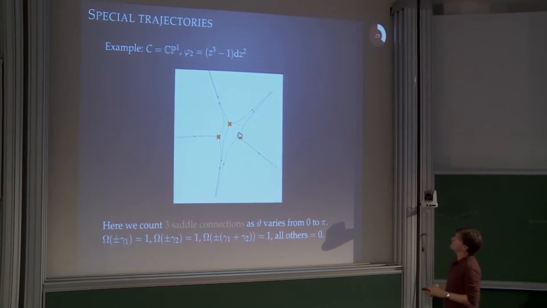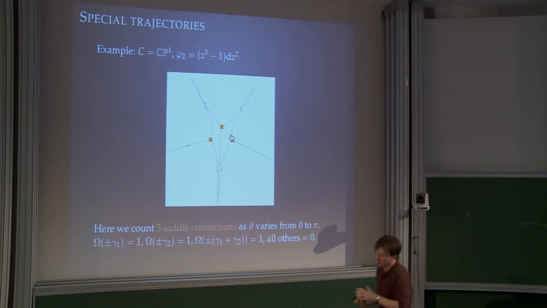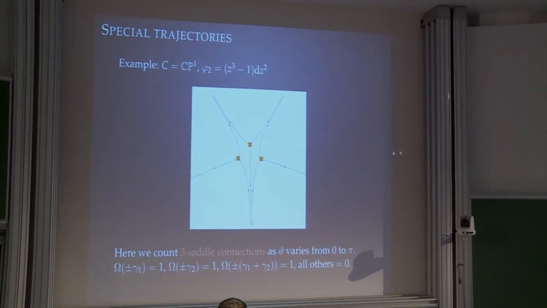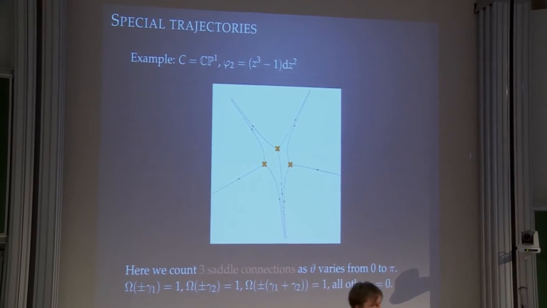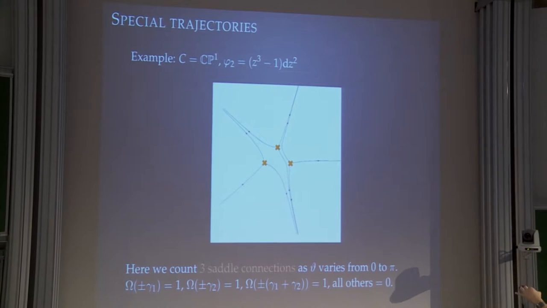Okay, so now this is a very similar picture where I've changed my parameters just a little bit. Before I had z cubed minus z, now we've changed the quadratic differential to be just z cubed minus 1. So we've moved a little bit in the parameter space of quadratic differentials. And now we see, instead of just 2, we see 3 of these saddle connections.